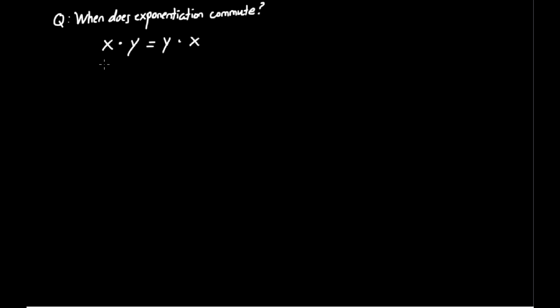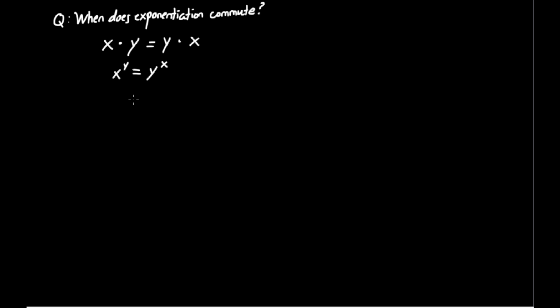And the question I'd like to ask in this video is, is it possible to find pairs of numbers, some pairing of numbers x and y, where it's true that x to the y power is equal to y to the x power? That is, under what pairs of numbers is the answer unchanged when you flip-flop the base with the exponent?